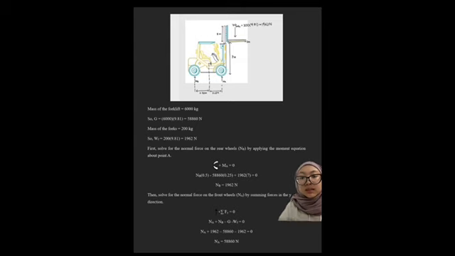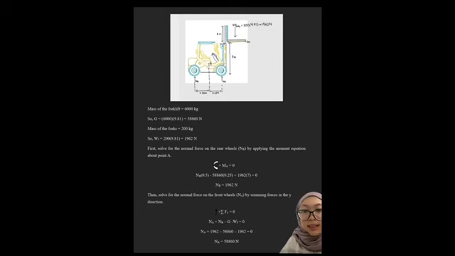The equation is stated here. So we can get our NB is 1962 Newton. Then after that we will be solving our NA.